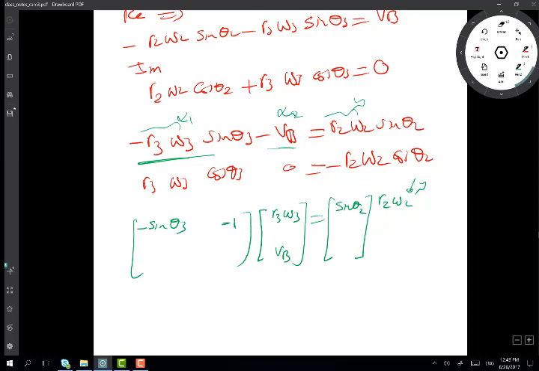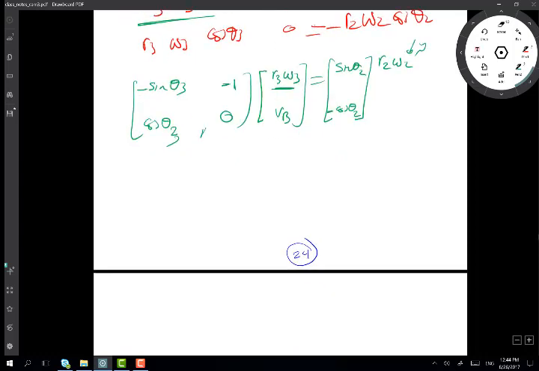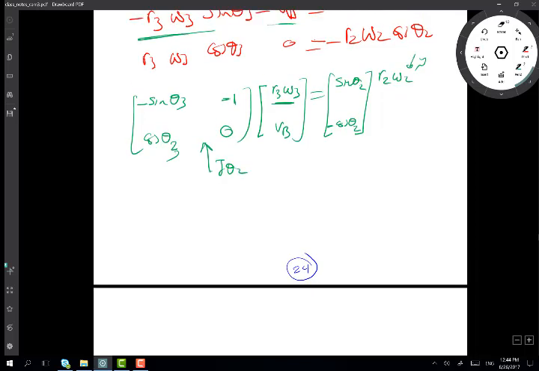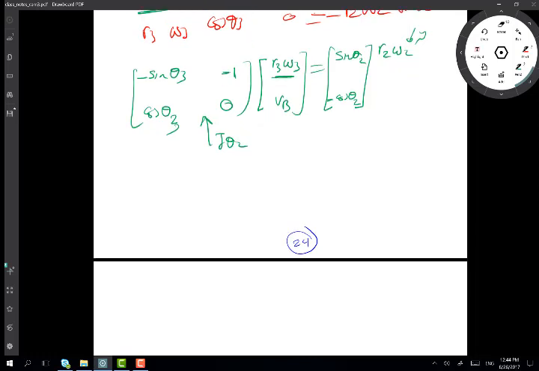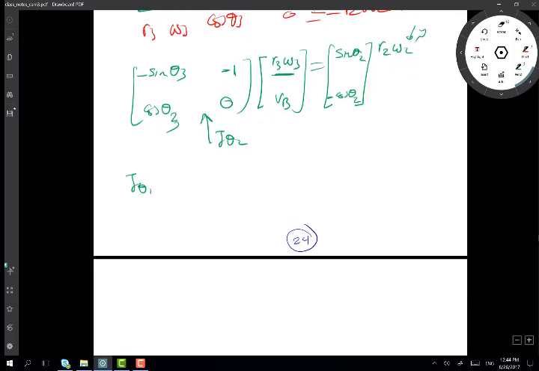Okay, and the second equation, R3 omega 3, which is x1, is multiplied by cosine theta 3, and VB is multiplied by 0. On the other side I have minus cosine theta 2. And this is my Jacobian J theta 2, which I do when theta 2 is on the right hand side. So J theta 2 is what I did before, this matrix: minus sine theta 3, minus 1, cosine theta 3, 0.